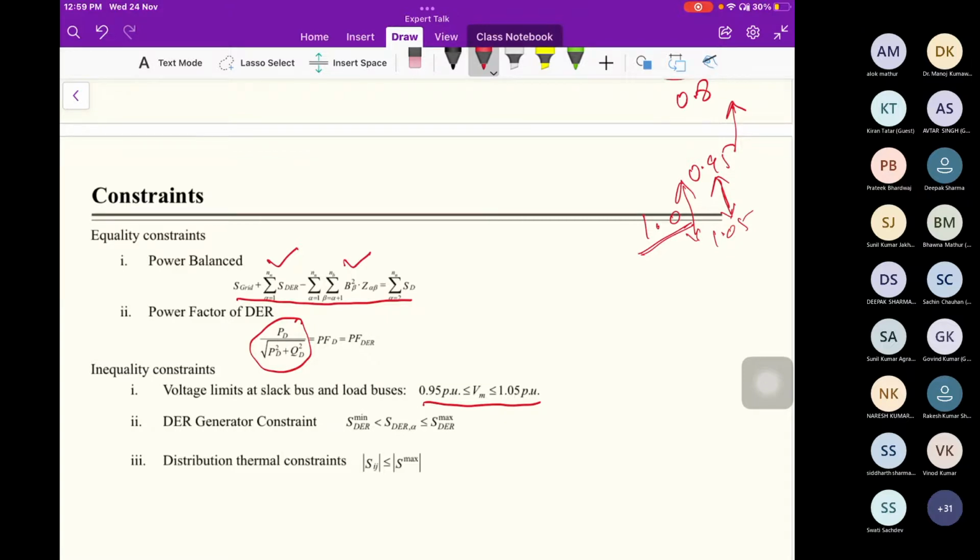Thermal constraint. That means we can't increase the current carrying capacity, that means the thermal capacity. If the current value is increasing, then the I square R losses will be more. That means heat losses will be occurring. That means thermal breakdown will occur, meaning the insulation will break down.